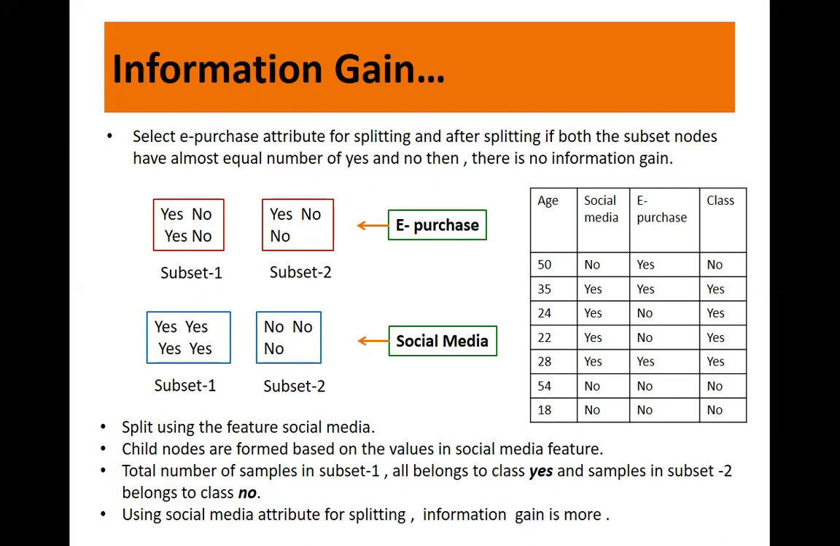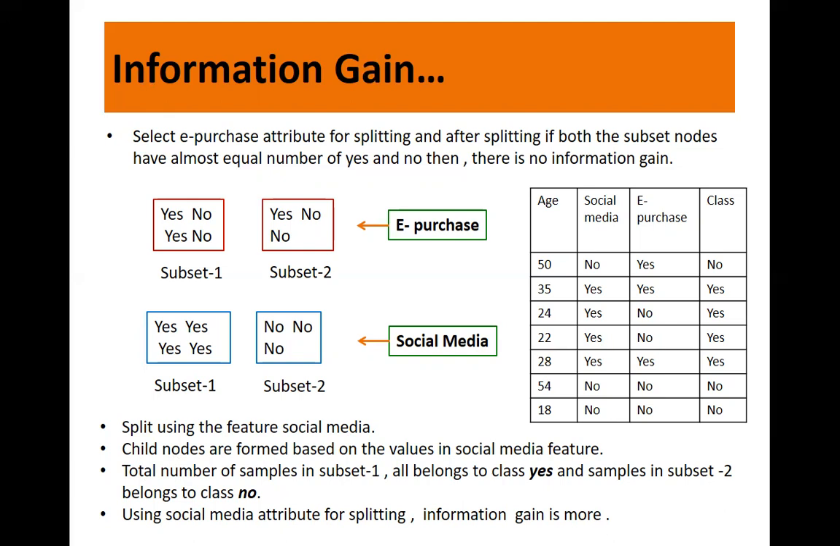Now suppose we split the same data set using the feature social media. Now child nodes are formed based on the values in the social media feature. Here we can see that the total number of samples in subset 1 all belong to the class yes, and similarly subset 2 belongs to class no. So using the social media attribute for splitting, we could gain more information.